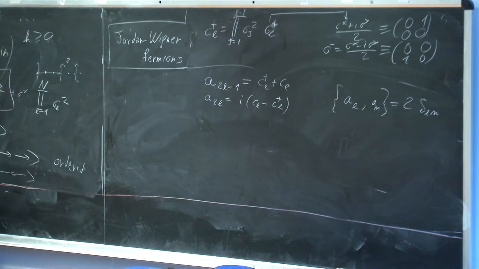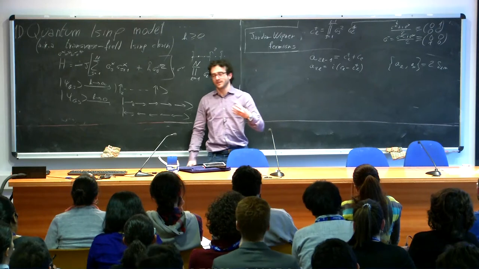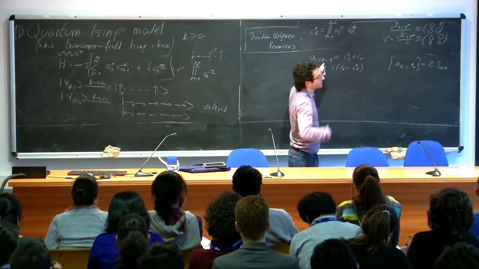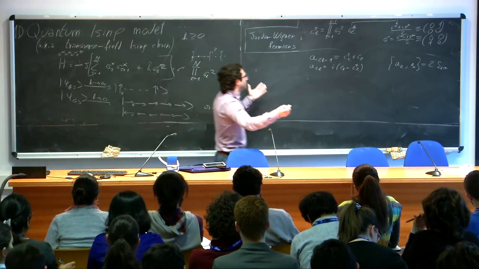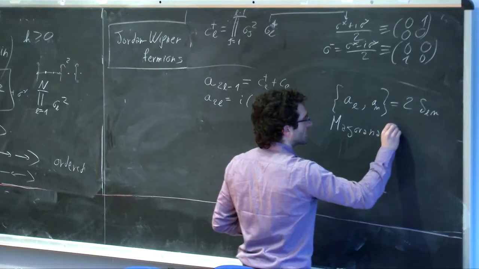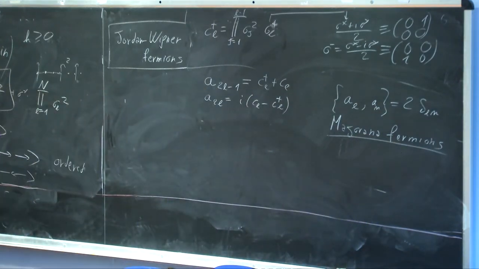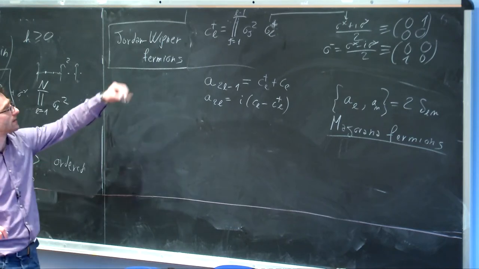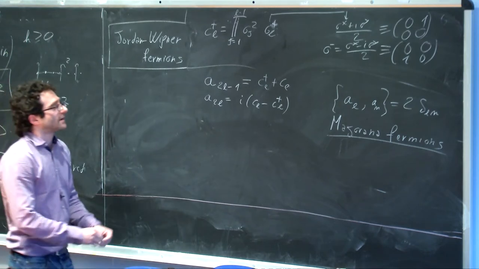Maybe sometimes you have heard about Majorana fermions. These are Majorana fermions. They are their own antiparticle, so the adjoint of the fermion is itself, and they satisfy the same algebra as the fermions. It's just a question of terminology. So these are called Majorana fermions. They are useful because they allow us to rewrite the Hamiltonian and also the correlation functions in an easier way, just for that.